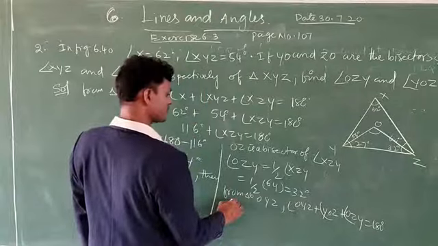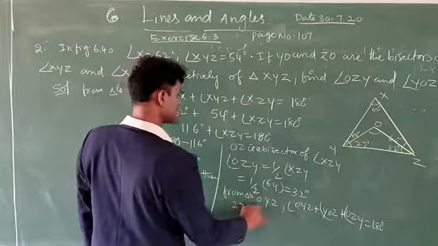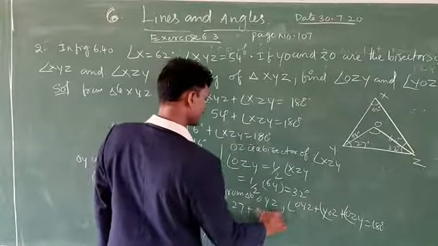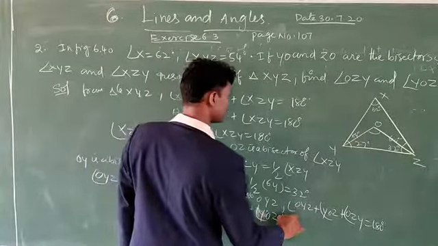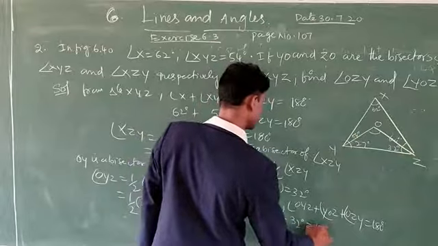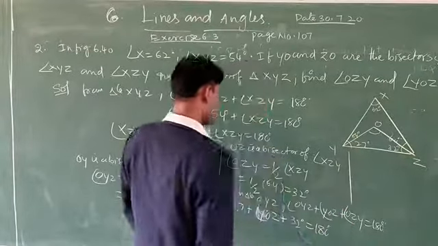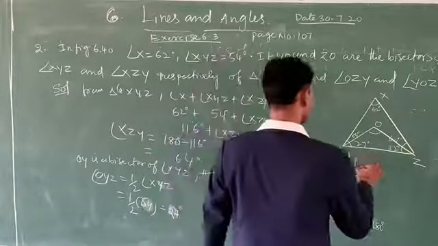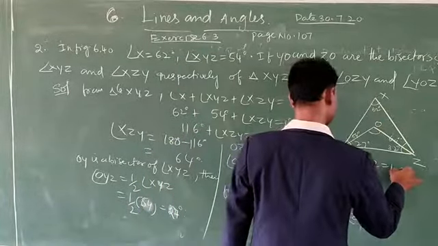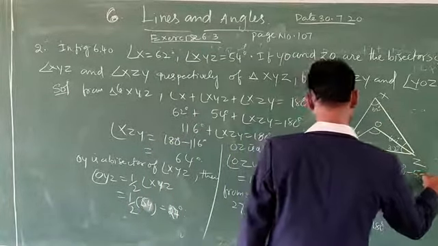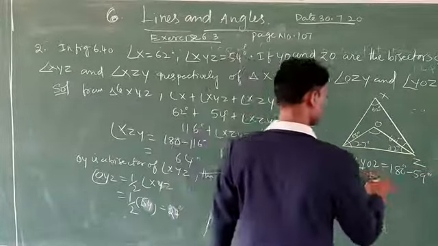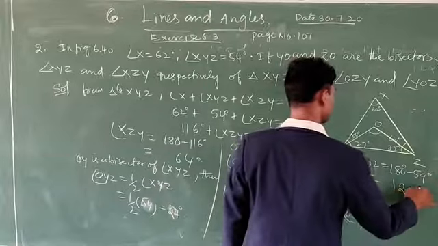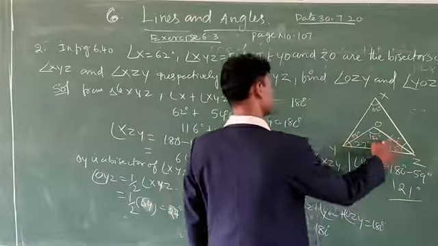Now angle OYZ is equal to 27 degrees plus 32 degrees plus angle YOZ, which is only unknown, is equal to 180 degrees. 27 plus 32 is equal to 59. Angle YOZ is equal to 180 degrees minus 59 degrees, which is equal to 121 degrees. This is 121 degrees. Note down.